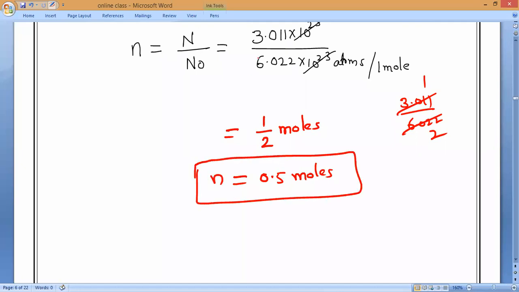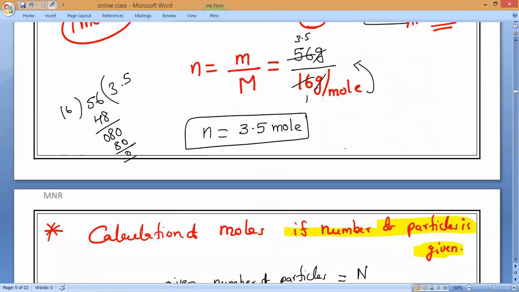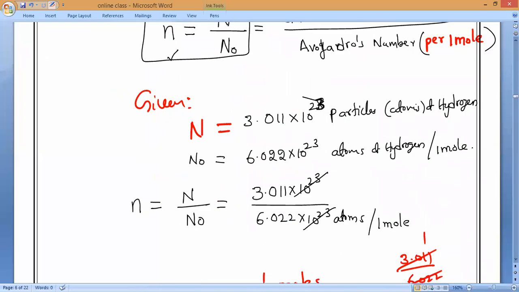So what is the number of hydrogen atoms? 0.5 moles, which is equal to 3.011 × 10^23 particles. Is it okay? So this is how you have to find the number of moles based upon the given mass and based upon the given number of particles. Hope you all understand this one.